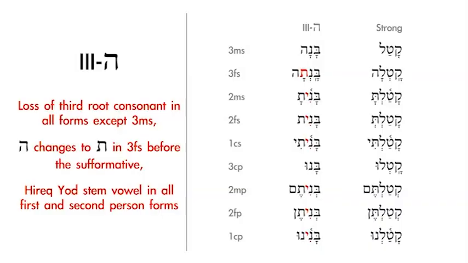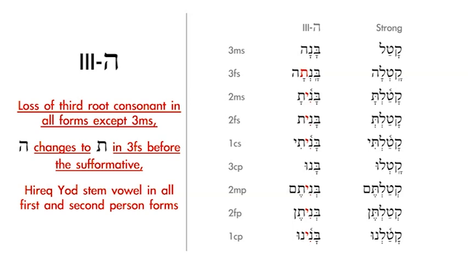We now move to third Hey verbs. This is a very common weak verb class, and it does give students a bit of trouble on occasion. Here's what happens. In third Hey verbs, we have the loss of the third root consonant in all forms except apparently the 3MS. The Hey changes to Tau in the 3FS before the afformative, and you know why. You can't add a suffix or an afformative to a word that ends in Hey, so the Hey will have to drop out or strengthen, and in this case it strengthens to Tau. And finally, there's a Hirik Yod stem vowel in all first and second person forms. So let's look at these together.